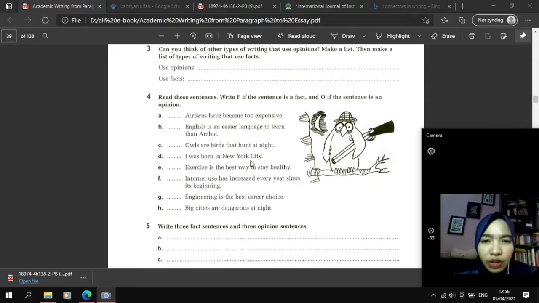Like, I was born in New York City. Do you think it is fact or opinion? Yeah, of course, it is a fact, right? So that's why I put an F. English is an easier language to learn than Arabic. Is this fact or opinion? Yes, of course, opinion. Because other people have different statements. I can say that Arabic is easier. So that makes it different. It is so easy to differentiate between fact and opinion, right?